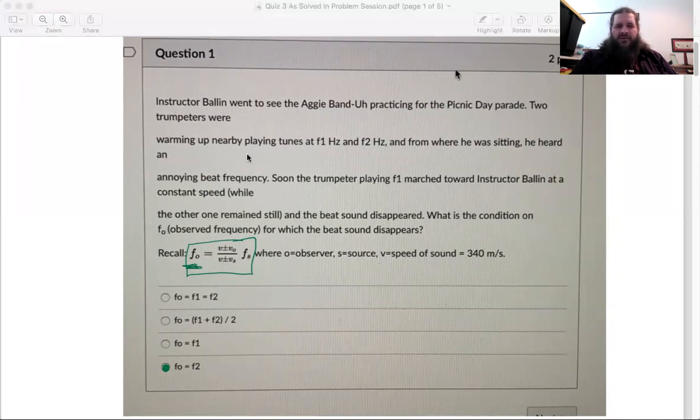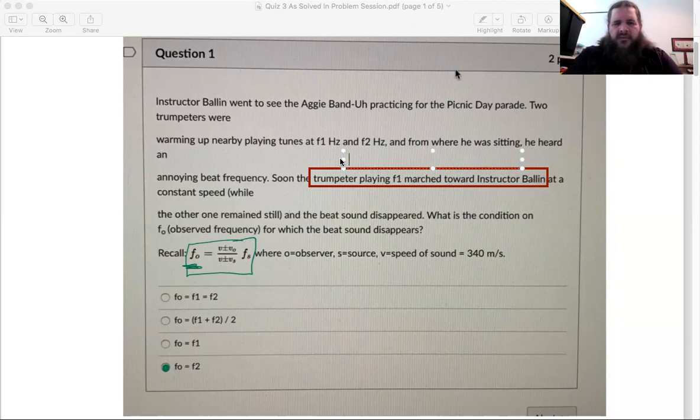Yeah, movement of source or observer. And it looks like in this case, the listener is staying still. The listener is just sitting there. The trumpeter playing F1 is marching towards the listener. So that means frequency 1 is going to be modified, or rather the observed frequency is modified. So the observed frequency is not going to equal F1. But the other trumpet is still staying still. So F2 does not change.